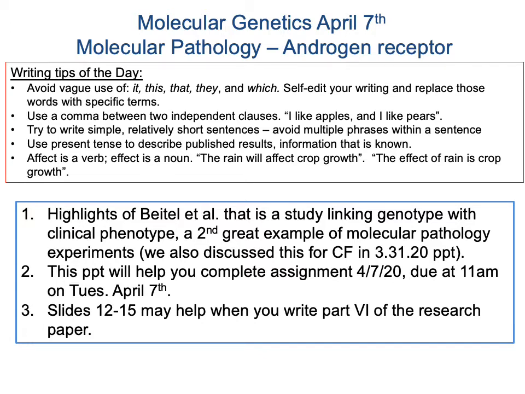You should use the present verb tense to describe published results. That's information that is known. And then one last reminder, affect is a verb, effect is a noun. So the rain will affect crop growth, but the effect of rain is crop growth. Okay, so those are just a couple things you can look for in your own writing, and when we get to peer editing, I'll be reminding you to look for those things in other people's papers as well.